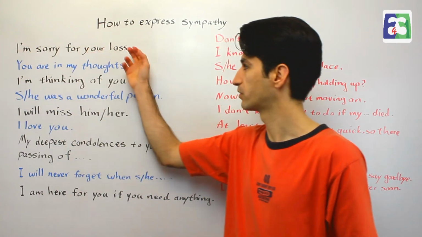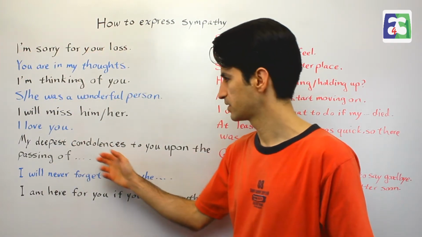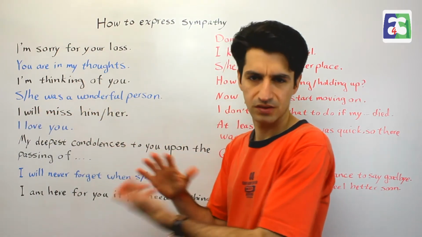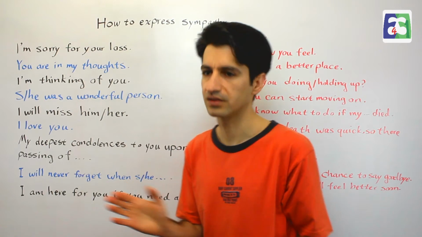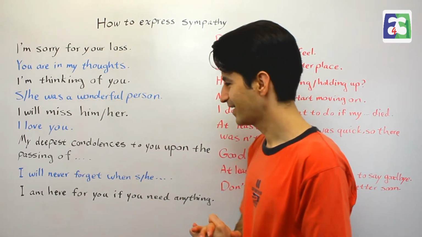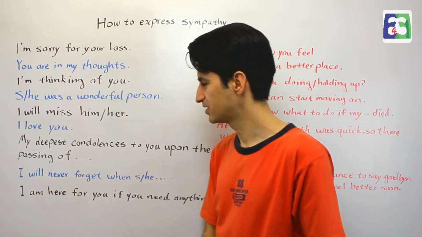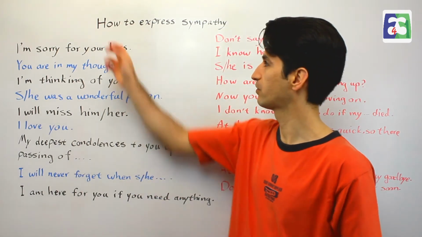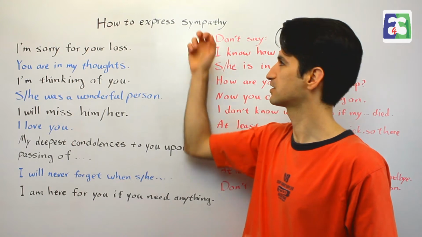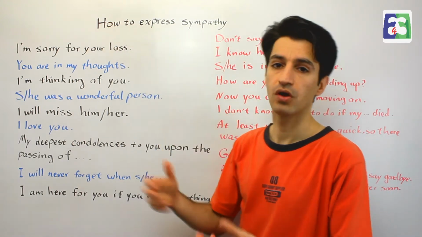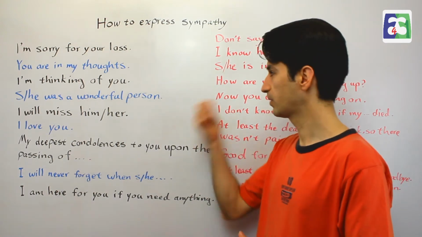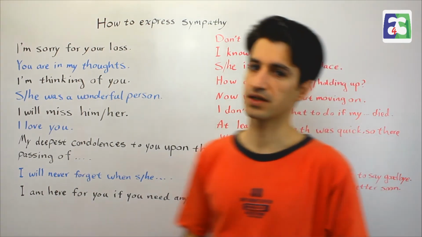I'm sorry for your loss. My condolences. I will miss him or I will miss her. You can combine these things as well. That is possible. Okay, and I mentioned these as well. Okay, so there are lots of different ways. So you can search Google for how to express sympathy or how to offer condolence. Lots of things will come up. Probably lots of things not to say as well.